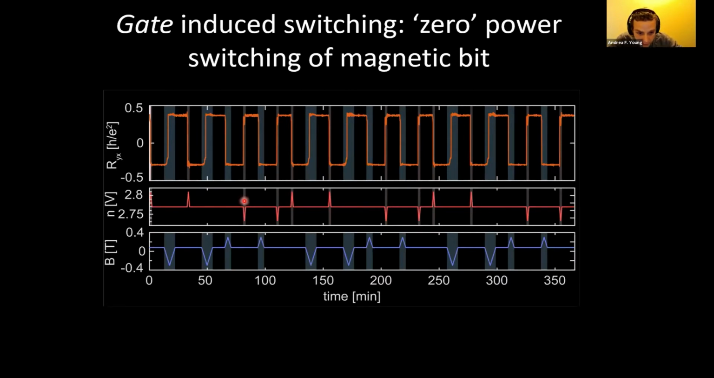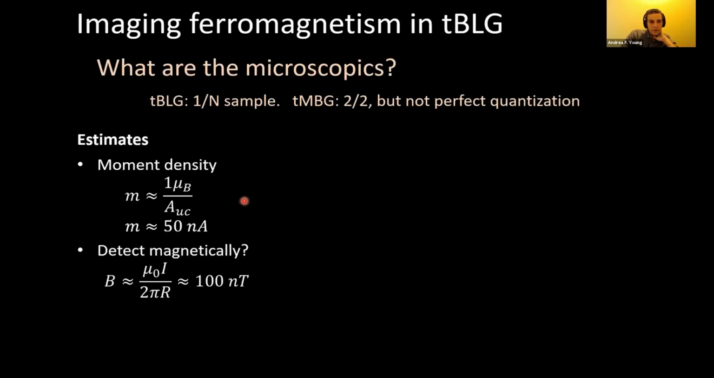So you can really make a little purely capacitively switchable magnetic bit using this effect, because it allows you just to choose what the ground state valley polarization is as a function of applied gate voltage. Okay, so let me move on.